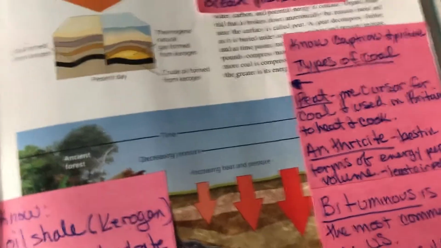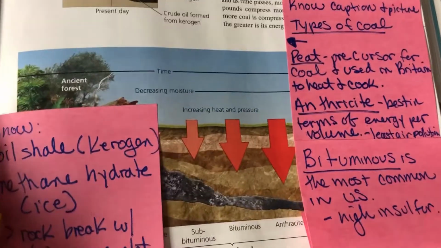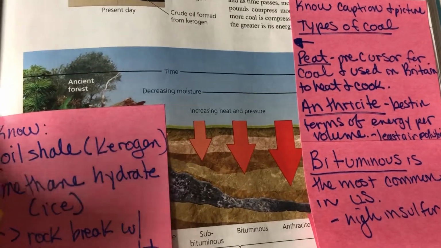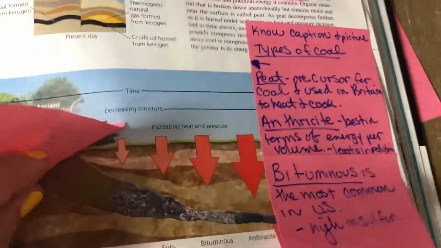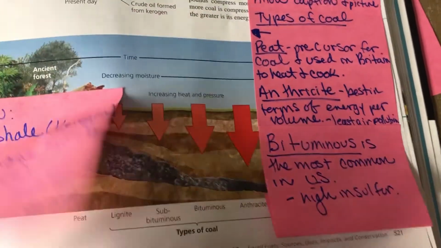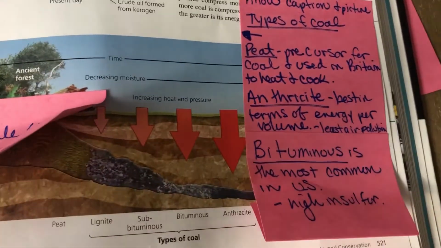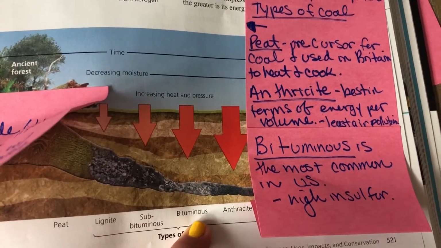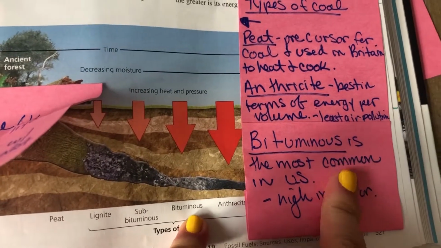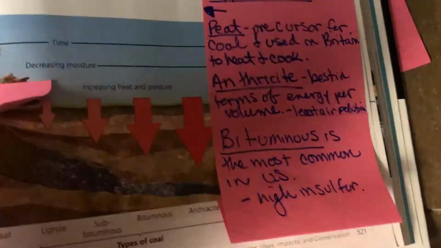Next image shows you the life cycle and different types of coal, so make sure that you review this. Peat is basically the precursor for coal, and it's actually used in Britain a lot for heating and cooking. Anthracite, this is the best, which is your one down here, in terms of energy per volume, and it creates the least amount of air pollution. Now, bituminous coal is the most common in the United States, and it contains high amounts of sulfur. Okay, so just make sure you understand as it increases with pressure which ones they are.